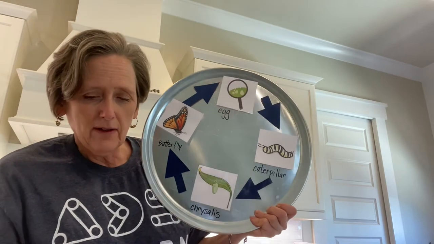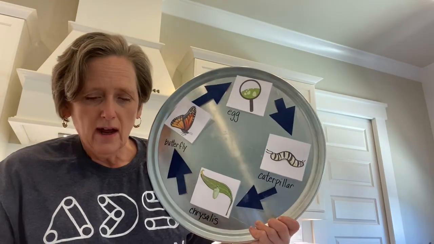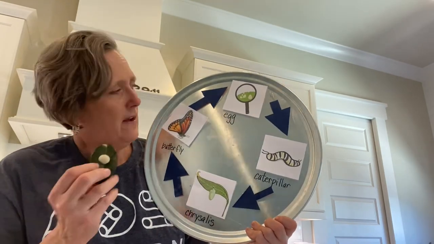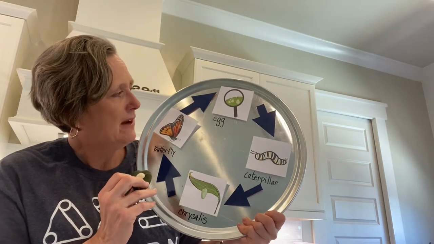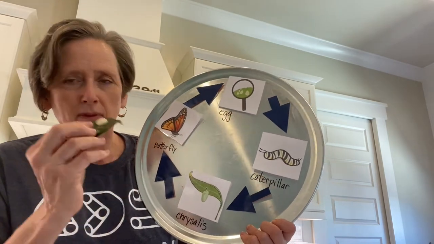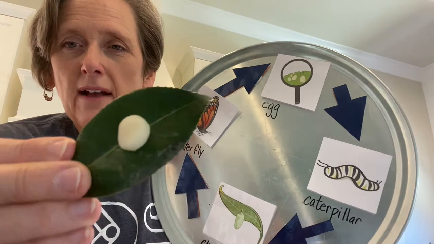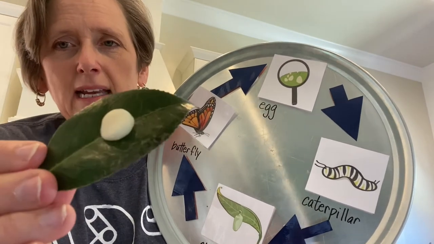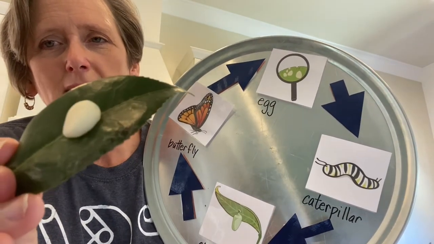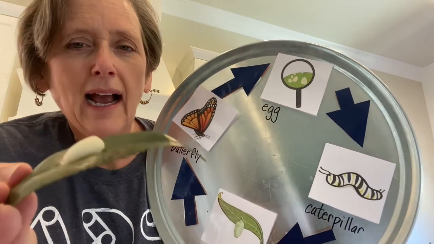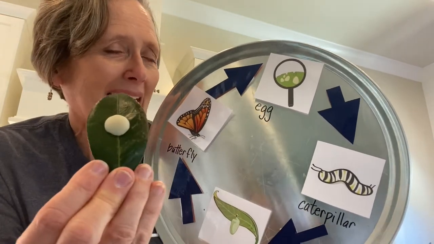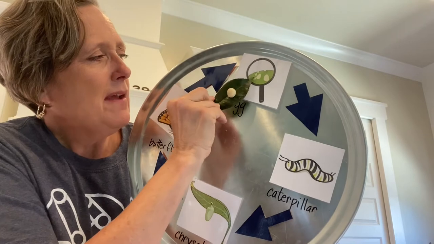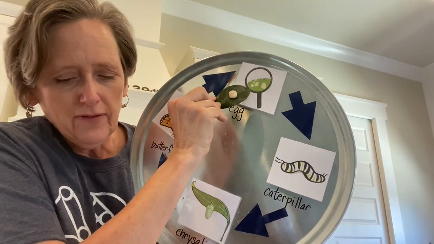I've made some little samples and models of the different life cycle of the caterpillar. So let's take a look at it. This is a picture of an egg, not a picture, it's actually a leaf with an egg on it. This is not a real egg. I took my Play-Doh and I made an egg. Isn't that cool? So I made my very own egg on a leaf.